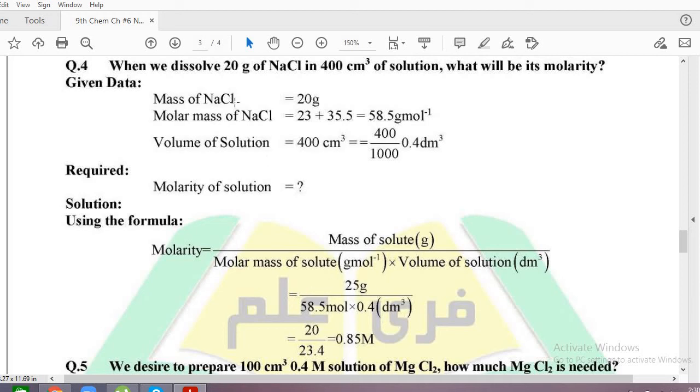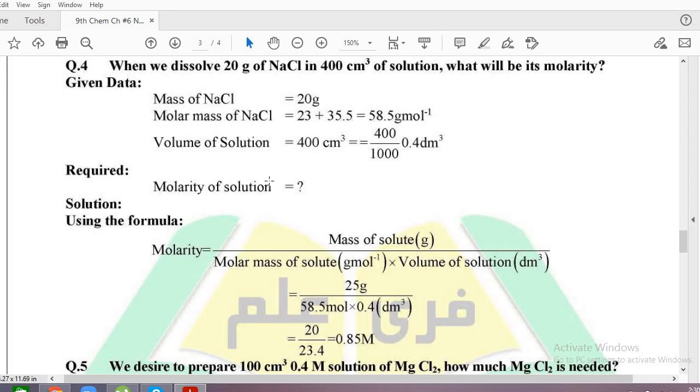Like the mass of solute is 25, because here the mass of NaCl is 20 grams, so it should be 20 here, not 25. So mistakenly they have written 25 here. Never mind, we know what data we are given. So the mass of solute is 20 grams, and we are going to write 20 here.